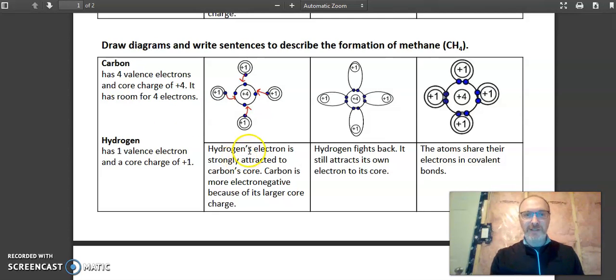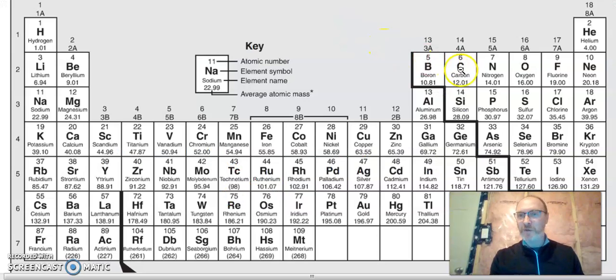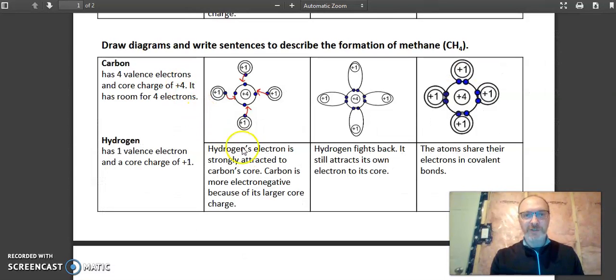So let's jump to the next column. It says hydrogen's electron is strongly attracted to carbon's core, and that applies to all of those hydrogens. Carbon is more electronegative because of its larger core charge. So again, carbon is way over here. It has a +4 core charge. Hydrogen's over here. It has a +1 core charge. So that's going to make carbon better at stealing electrons and holding its own.